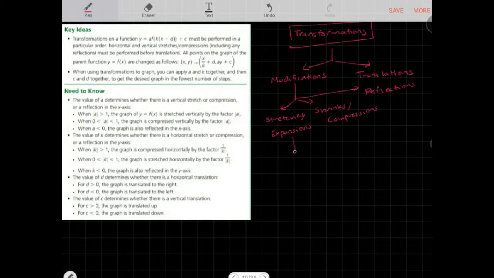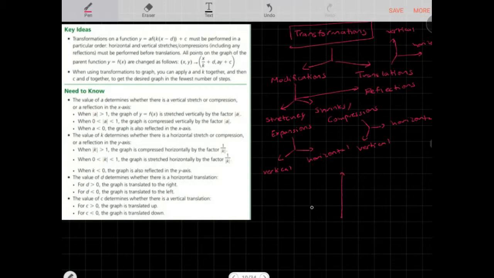All of these transformations will have to do with x or y values. So we can have stretches or expansions on the vertical, which is the y values, or the horizontal, which is the x values. It's the same idea with shrinks and compressions. We can have vertical shrinks, or we can have horizontal shrinks or compressions. And translations, we can also affect them on the vertical and the horizontal.